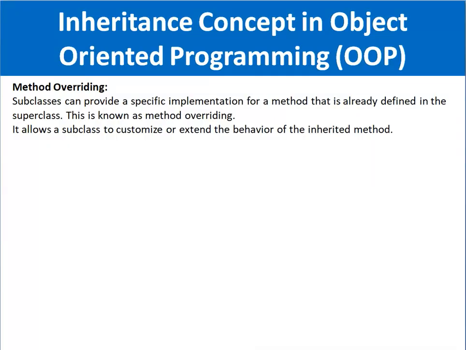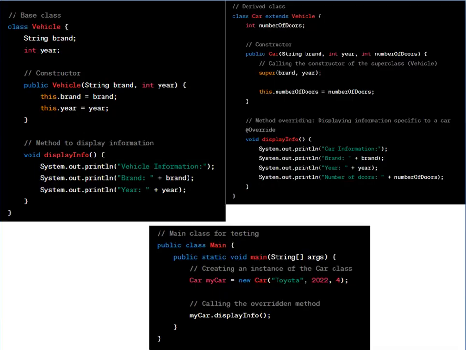Another concept is method overriding. Basically, method overriding means that subclasses can provide a specific implementation of a method that is already defined in the base class. This is known as method overriding. It allows a subclass to customize or extend the behavior of the inherited method. Let me give you an example. This is a very good example of method overriding. Take the same base class, Vehicle. It has the constructor Vehicle, and there is a method displayInfo in the base class.